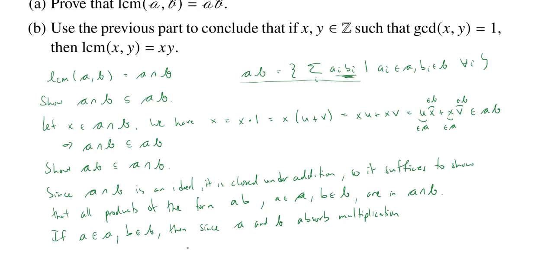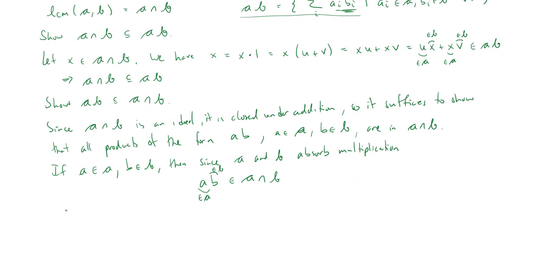What do we know? We know that if I take A times B, well, A is an element of A. And when I multiply by B or anything else, I stay in A because the ideal absorbs multiplication. So this product is in A. On the other hand, B is in ideal B. And B absorbs multiplication. So when I multiply it by A or anything else, it stays in B. So this element is in both A and B. So all the products are in the intersection. And so we conclude that the product AB is contained in the intersection.